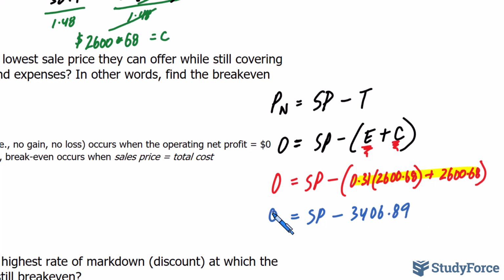And from here, we can actually find our sales price that will lead us to breaking even by moving that over. Therefore, SP is equal to $3,406.89. And just to help you interpret this, if you offer the tour for $3,406.89, you will break even. So you won't be making a profit, nor will you be gaining anything.